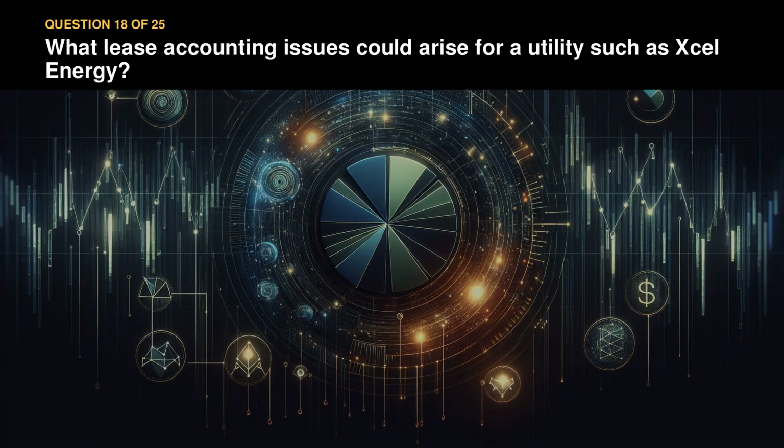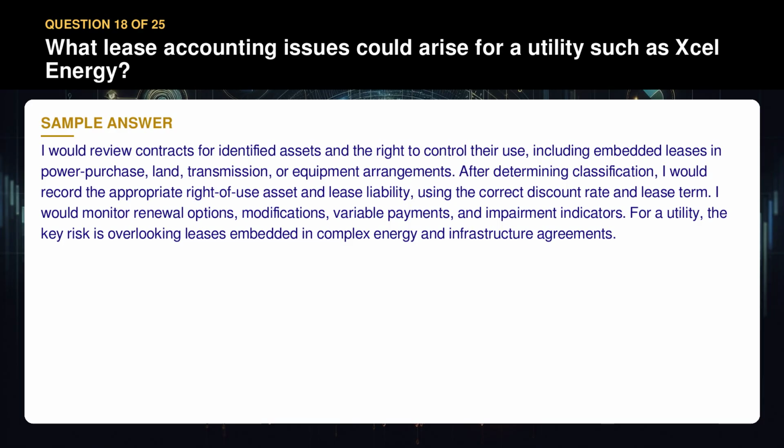Question 18. What lease accounting issues could arise for a utility such as Xcel Energy? I would review contracts for identified assets and the right to control their use, including embedded leases in power purchase, land, transmission, or equipment arrangements. After determining classification, I would record the appropriate right-of-use asset and lease liability, using the correct discount rate and lease term. I would monitor renewal options, modifications, variable payments, and impairment indicators.